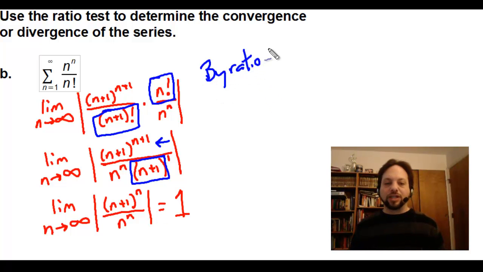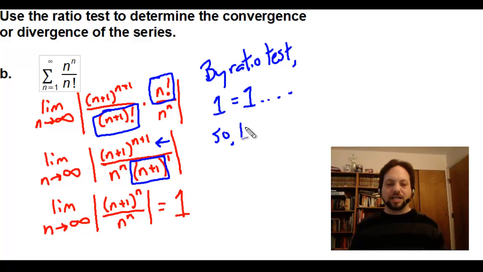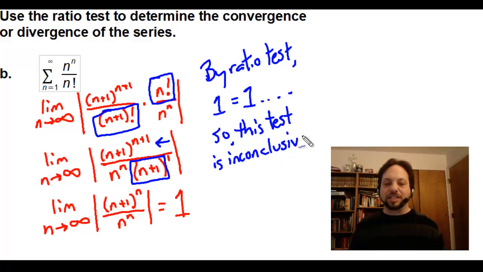Well, by the ratio test, I end up with 1, which equals 1. And so this test is inconclusive. And I am going to be very specific about this. This test is inconclusive. This doesn't actually tell us anything about the series itself.